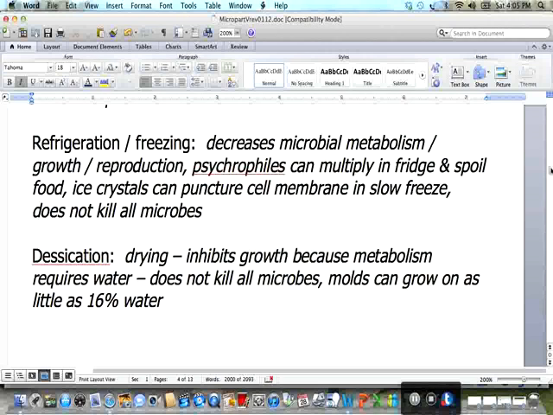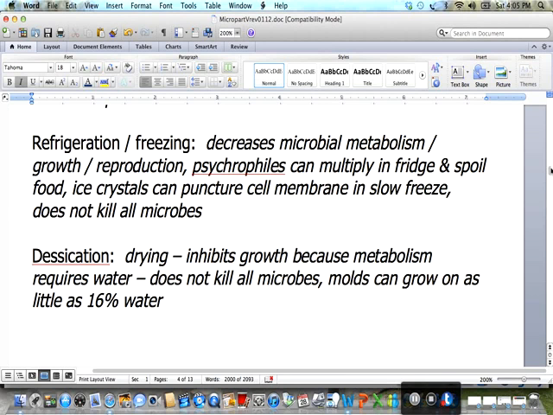Refrigeration or freezing decreases microbial metabolism, growth, and reproduction. The psychrophiles can multiply in the refrigerator and spoil food. Ice crystals can puncture cell membranes in a slow freeze, but it does not kill all microbes.